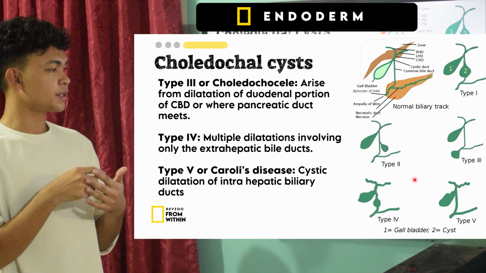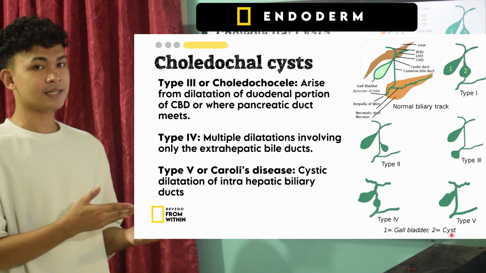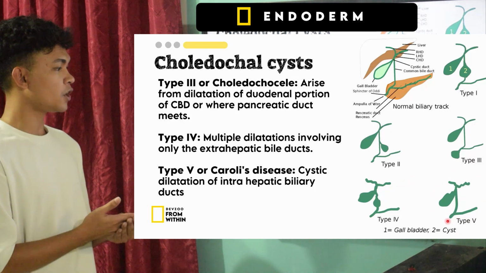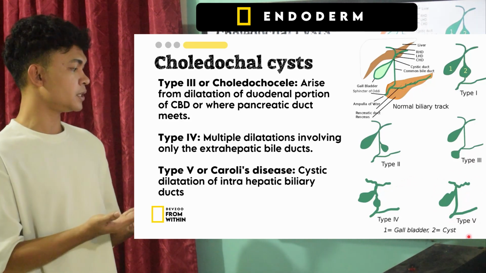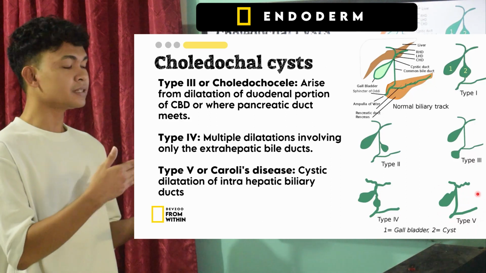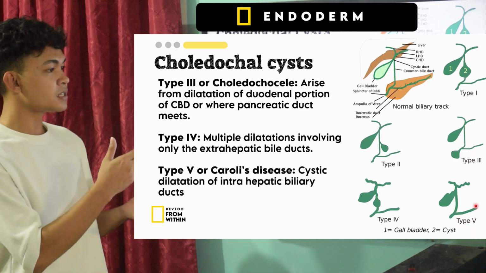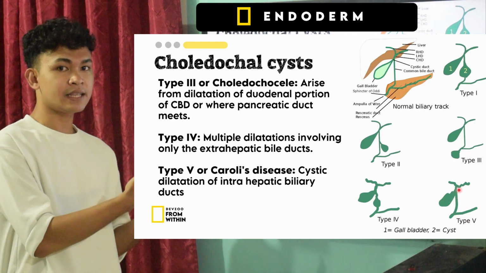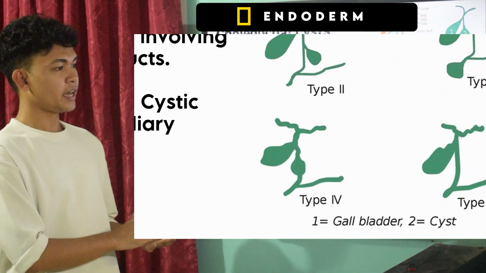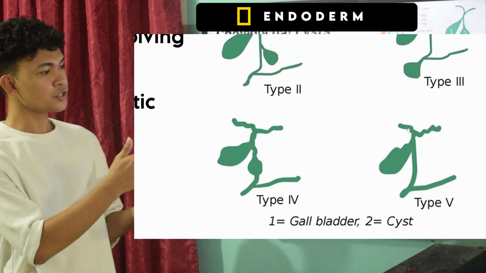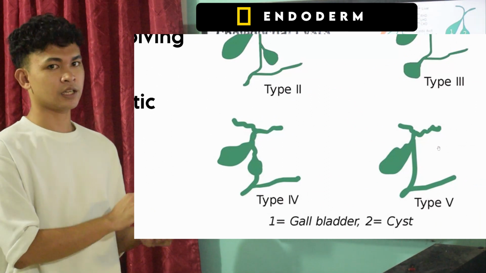So next we have the type 5 or Caroli's disease. Cystic dilation of intrahepatic biliary ducts. So ito naman, intra means inside. As you can see here, the cyst grows inside the gallbladder. And there are also multiple dilations above the gallbladder.